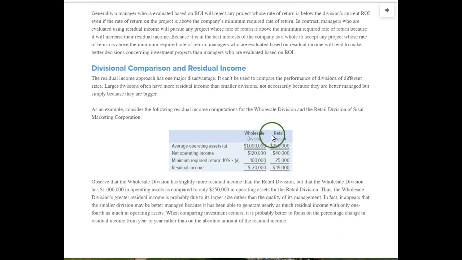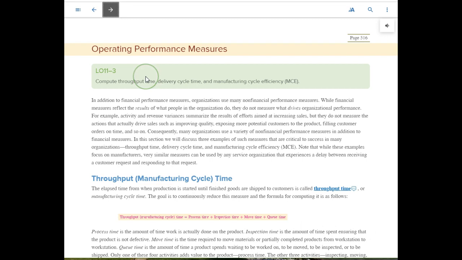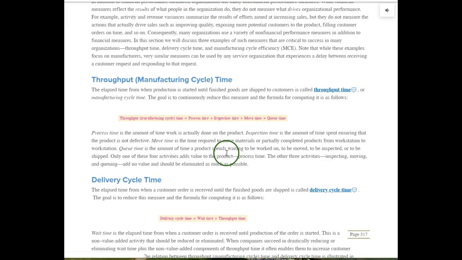You can read the rest of this yourself. Let's go to the next page. Now this page is showing another way to evaluate performance. And the first one here is the throughput or manufacturing cycle time. Now we're not going to be tested over this, so don't worry about it in detail.